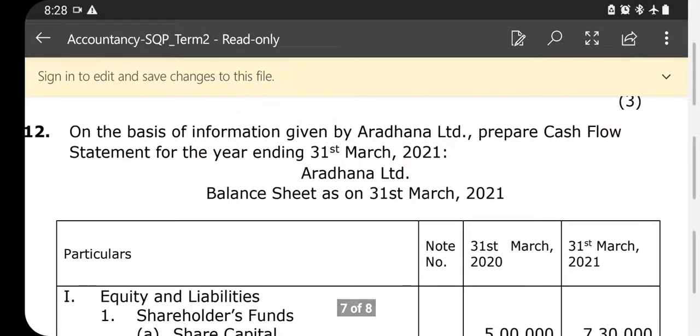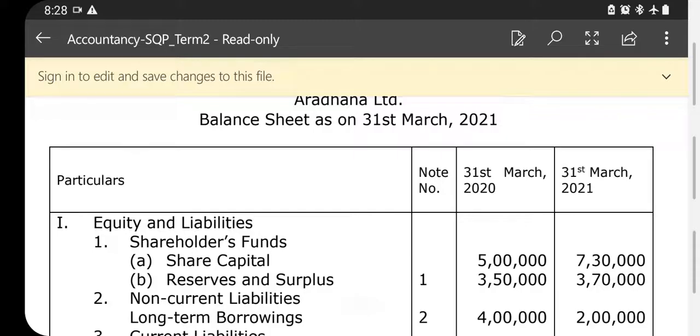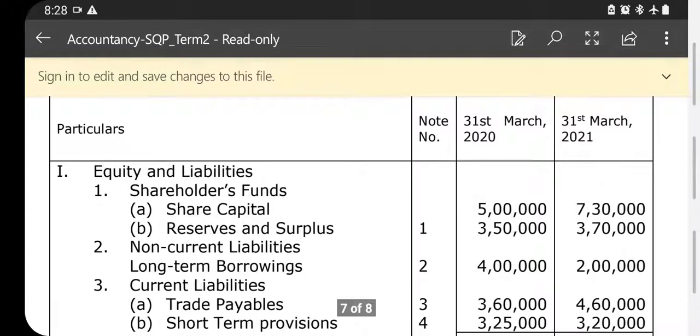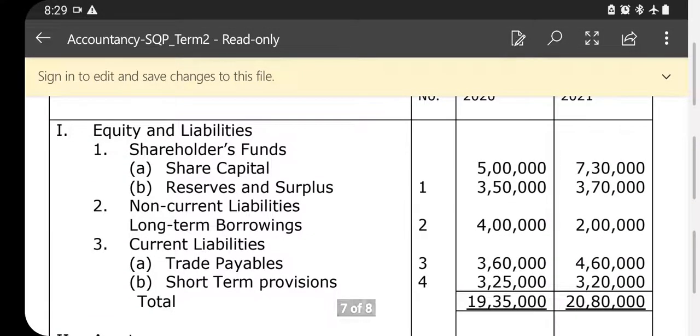12th question, on the basis of the information given by Aradhana Limited, prepare cash flow statement for the year ended 31st March 2021. Aradhana Limited balance sheet as on 31st March 2021. Particulars, note number, 31st March 2020, 31st March 2021. Roman 1, equity and liabilities. 1, shareholders fund. A, share capital 5 lakhs, 7 lakhs 30,000. B, reserves and surplus, note number 1, 3 lakhs 50,000, 3 lakhs 70,000.